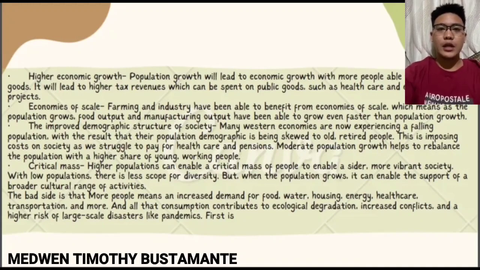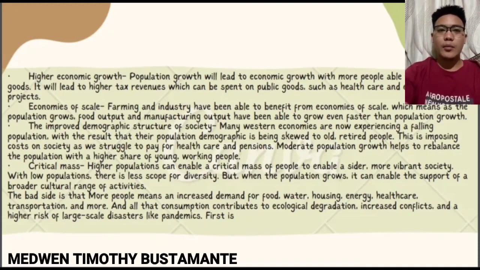Third is the improved demographic structure of society. Many Western economies are now experiencing a falling population, with the result that their population demographic is being skewed to old retired people. This is imposing costs on society as we struggle to pay for healthcare and pensions. Moderate population growth helps to rebalance the population with a higher share of young, working people. Fourth is the critical mass. Higher populations can enable a critical mass of people to enable a wider, more vibrant society. With low populations, there is less scope for diversity, but when the population grows, it can enable the support of a broader cultural range of activities.